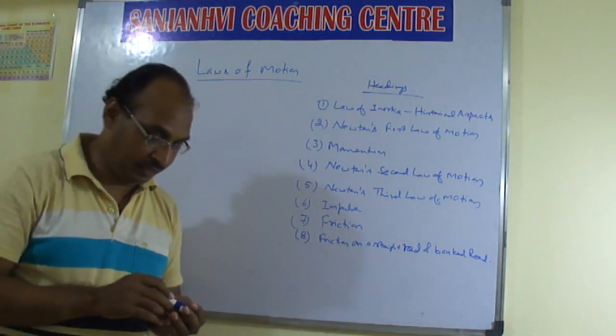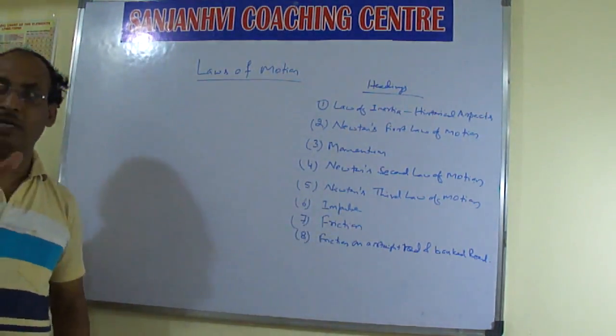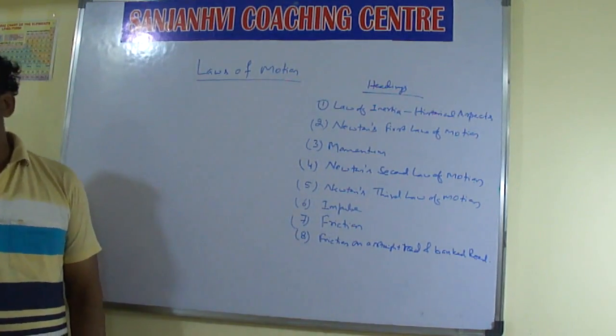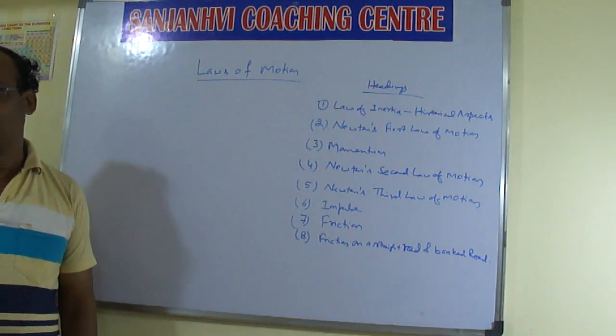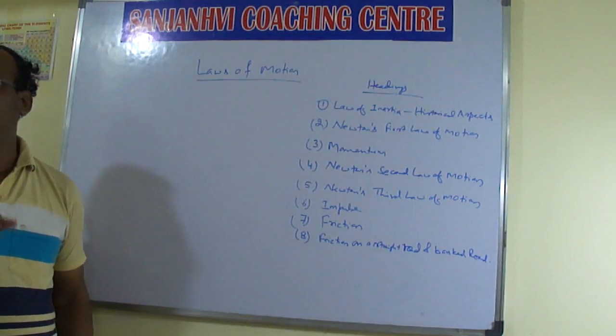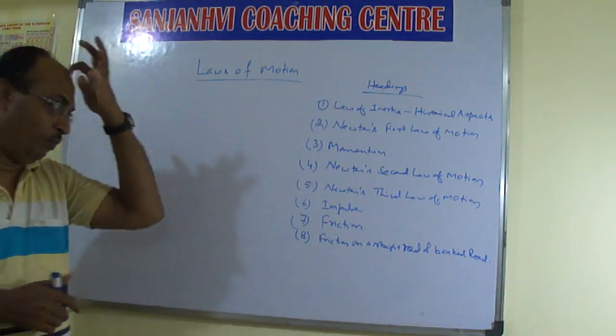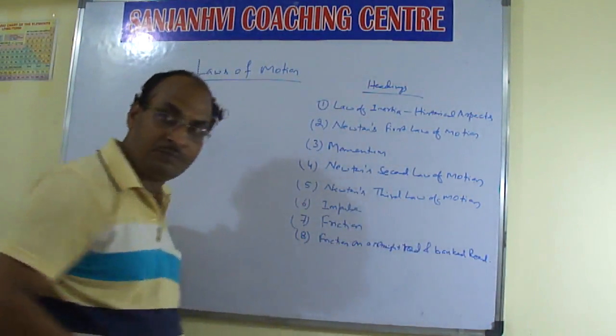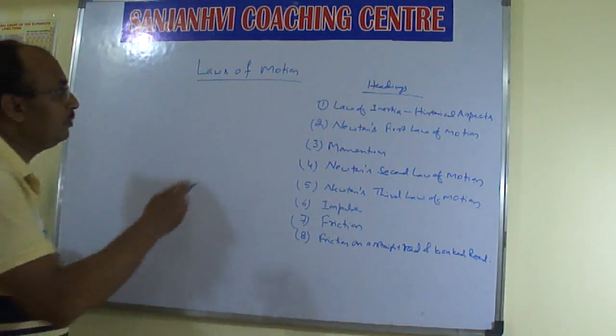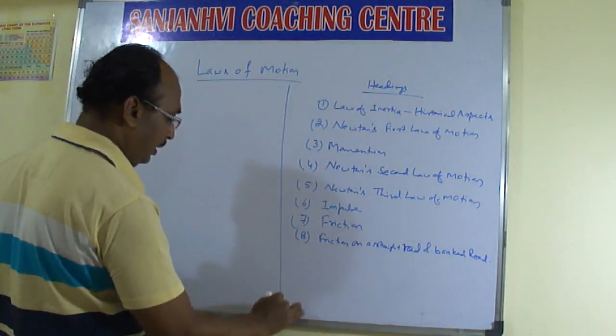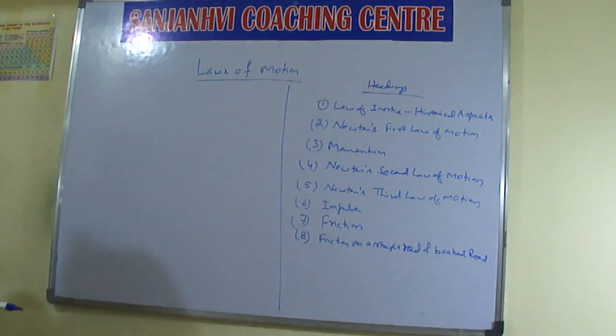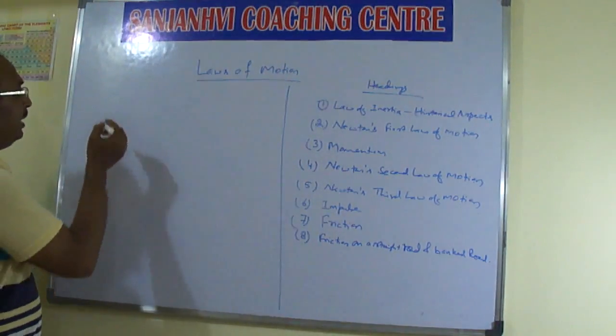You would have seen that when you are crossing any flyover, that flyover is banked on one side like this, at some angle. So why is that angle there? That part we will be studying in the banked road. So let us start our discussion. Our discussion starts from inertia.